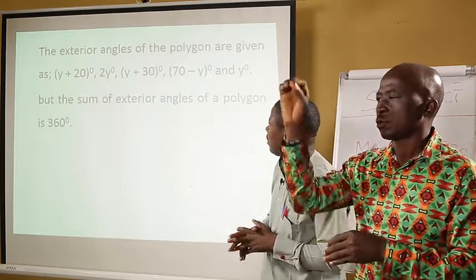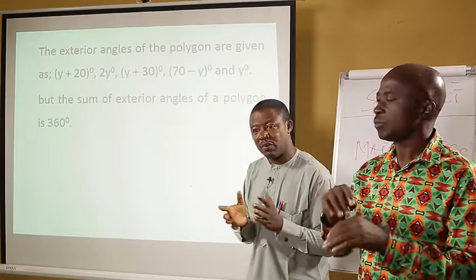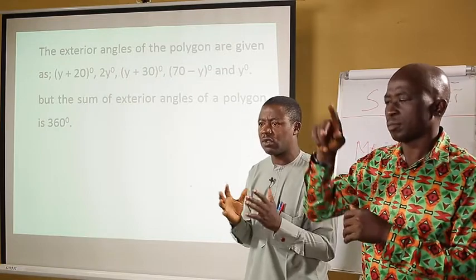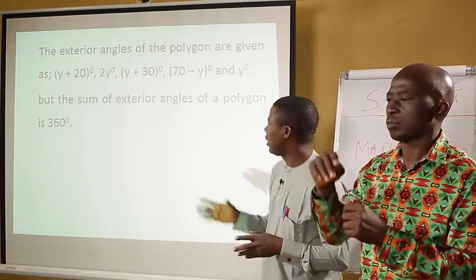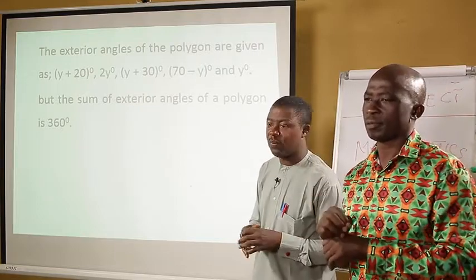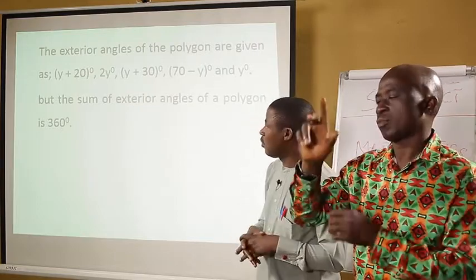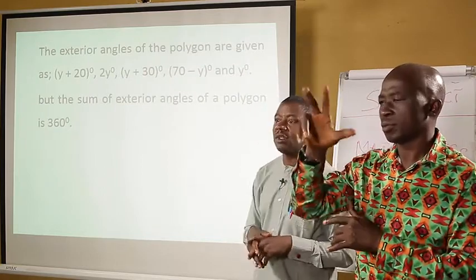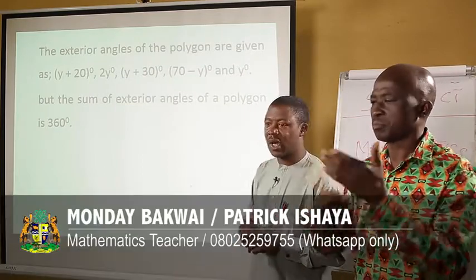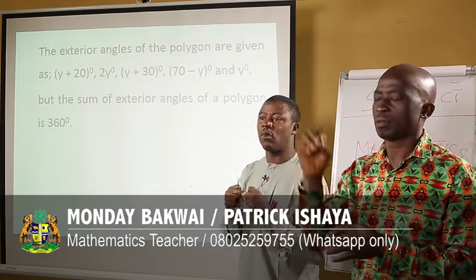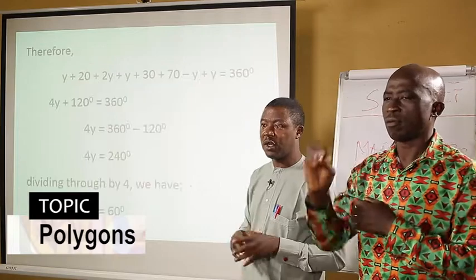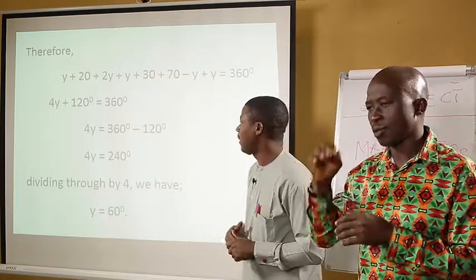Now, the sum of the exterior angles of a polygon, any polygon, the outside angles sum up to 360. Now we are given y plus 20, 2y, y plus 30 degrees, 70 minus y degrees, and y degrees. If you sum them up, you have 360 degrees, because they are exterior.